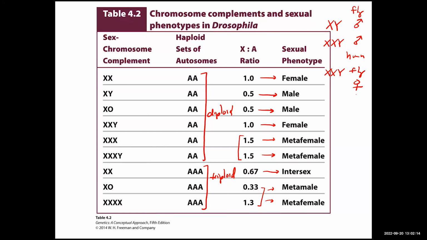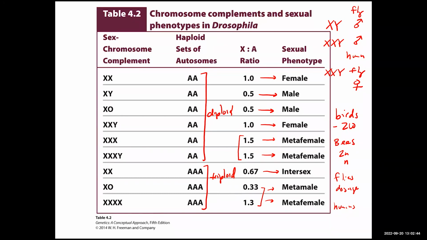You could be asked about birds, in which case you would see Z's and W's. You could be asked about bees, in which case it's diploid or haploid. You could be asked about flies, which are dosage based, or you could be asked about humans.